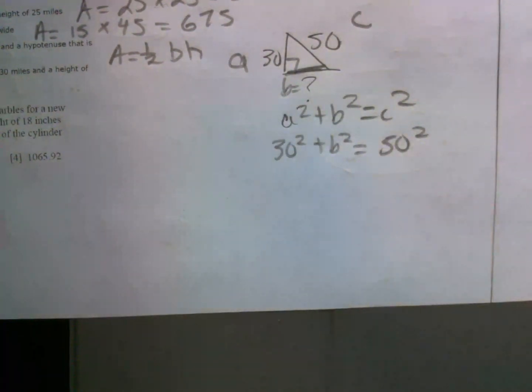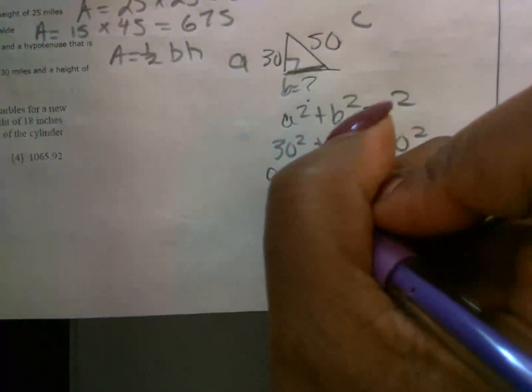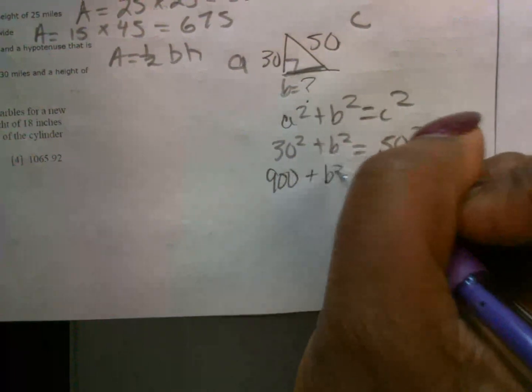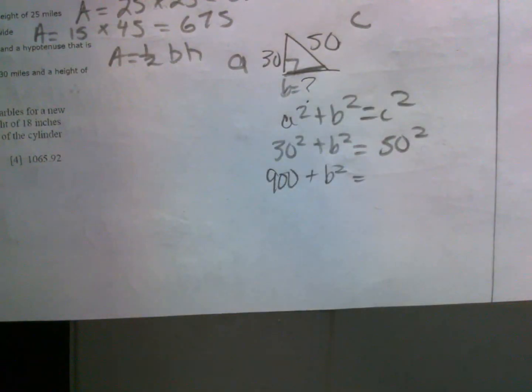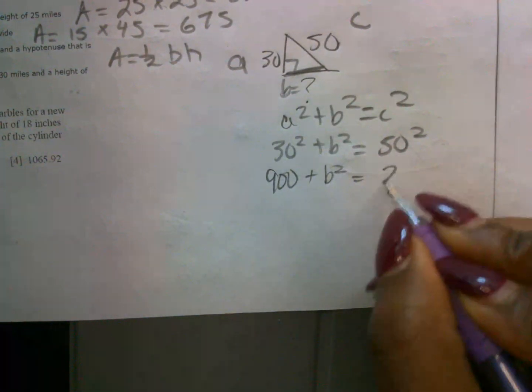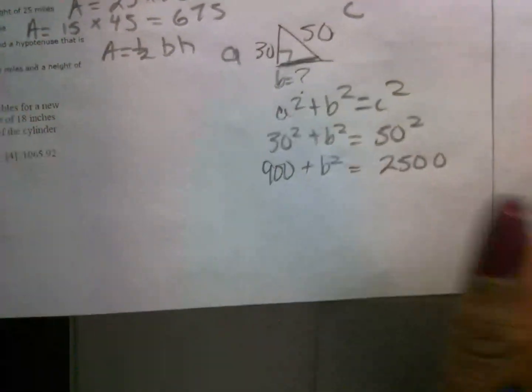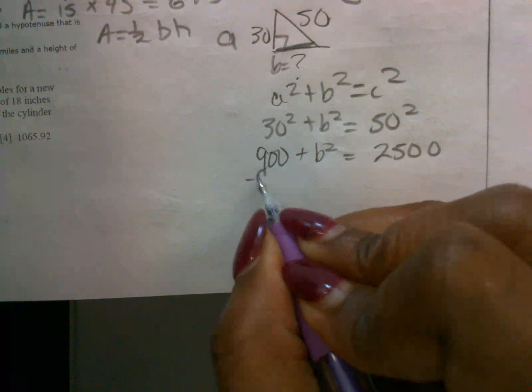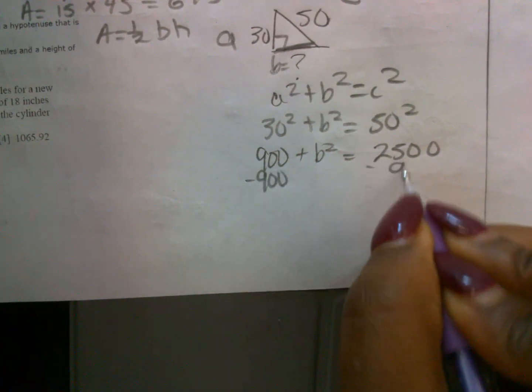All right, so let's do that. What's 30 squared? 30 times 30 is 900, plus b squared. What's 50 squared? 50 times 50 is 2,500. Okay, so now what do we do to get b by itself? Minus 900 on both sides.